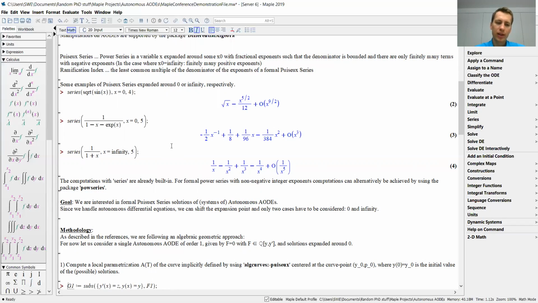One may note that computations with such series, so the series is a Maple type, are already built in. But for formal power series with non-negative integer exponents, the computations can alternatively be achieved by using the PowerSeries package. This is also a well-known package. As I already said, we are now interested in formal Puiseux series solutions of autonomous AODEs or even systems. We will come to the systems later.